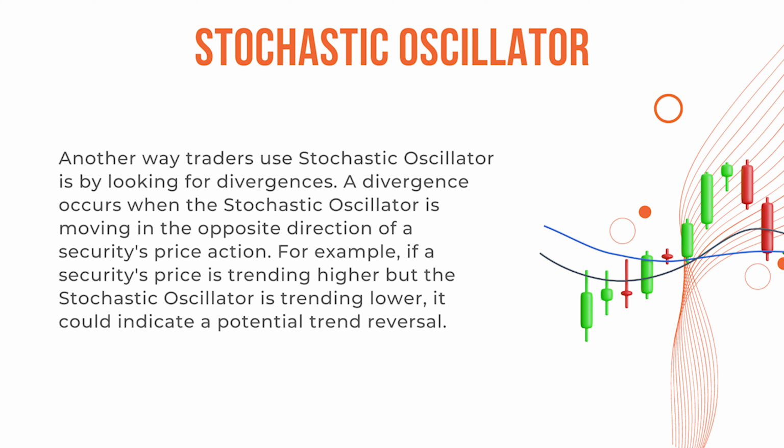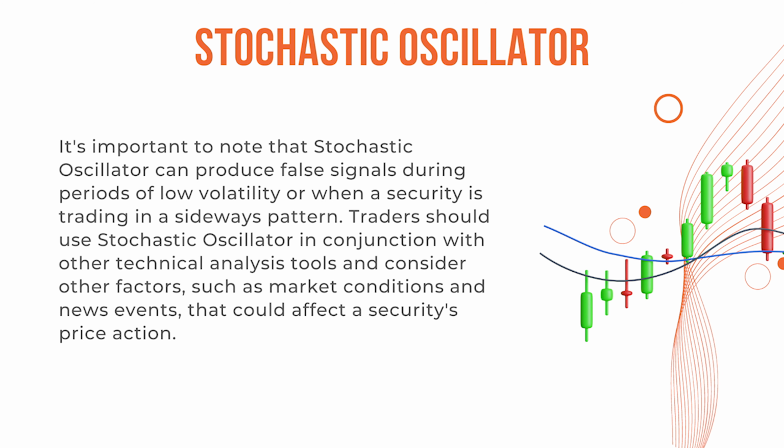For example, if a security's price is trending higher but the stochastic oscillator is trending lower, it could indicate a potential trend reversal. It's important to note that the stochastic oscillator can produce false signals during periods of low volatility or when a security is trading in a sideways pattern.